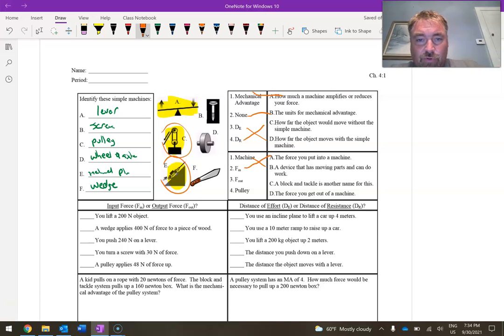Force in is the force that you put into the machine. A block and tackle is another name for a pulley, and the force that comes out of the machine is F out. Now we're going to define what's an input force and what's an output force.